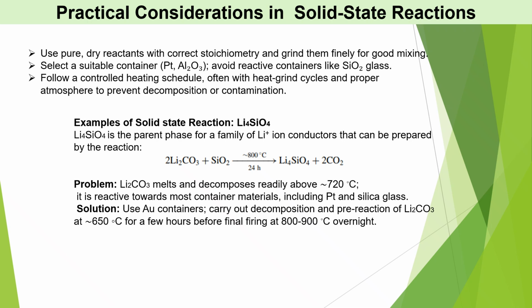Third, choosing the correct container is extremely important. Some oxides react strongly with silica glass at high temperatures, therefore platinum, alumina, or sometimes gold containers are used. Fourth, the heating schedule must be carefully controlled. Often, reactions require repeated cycles of heating, grinding, and reheating to ensure completion. Controlled atmospheres, oxidizing, inert or reducing, may also be necessary depending on the material. These factors greatly affect whether a solid state reaction succeeds or fails.